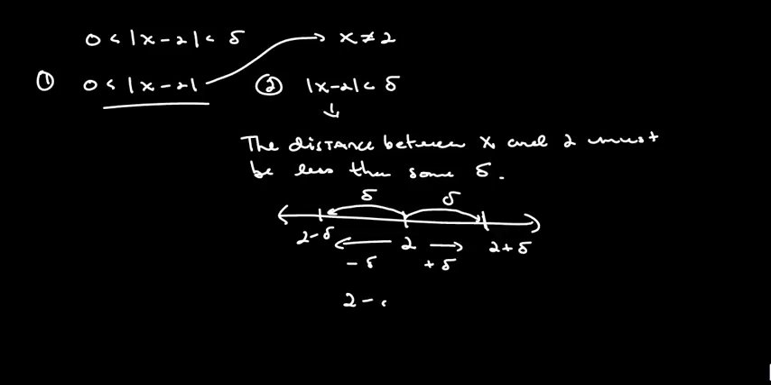That tells me that x, remember, x has got to fall somewhere in that range, and it can't be equal to 0. So, the distance can't be equal to 0, so x can't be equal to 2. So 2 minus delta has got to be less than x, and x has also got to be less than 2 plus delta. And that's our answer.